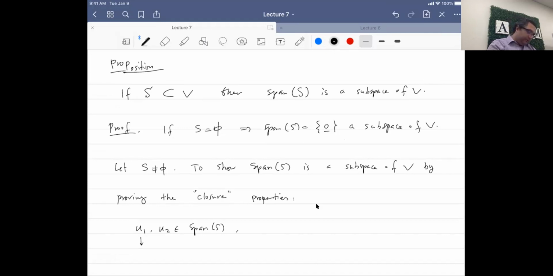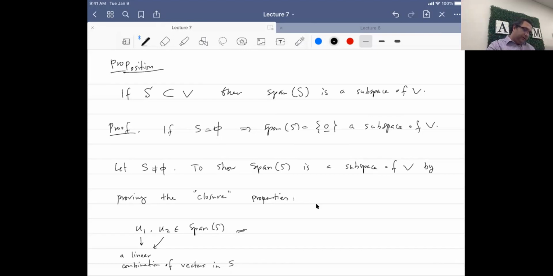So U1 is a linear combination of vectors in S, some linear combination of some vectors in S. So is U2. Now, if you add them, aren't we getting a linear combination of elements in S? It probably has more elements involved, but it's still a linear combination. The definition is very natural: since we didn't put a certain number of elements in the definition, any linear combination, as long as it's finite, is okay.